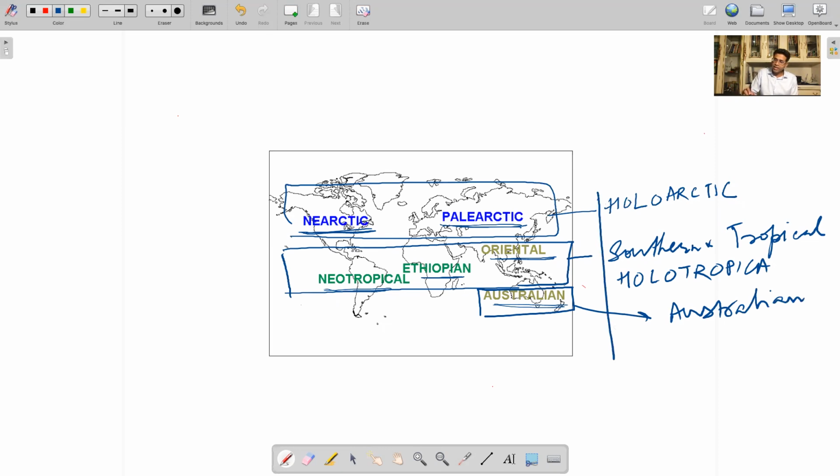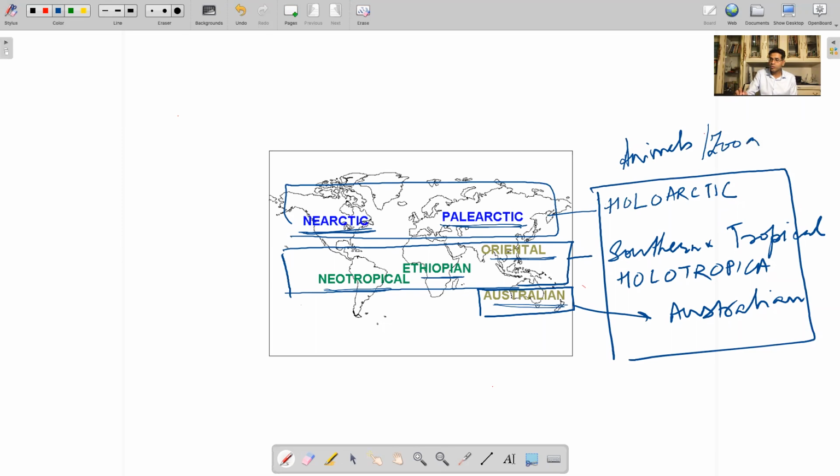Now, this scheme applies to animals. We also call this the zoogeographical realms. And this was the scheme given by Wallace. So you could pause the video for some time and maybe even draw this map. This is the Wallace map.